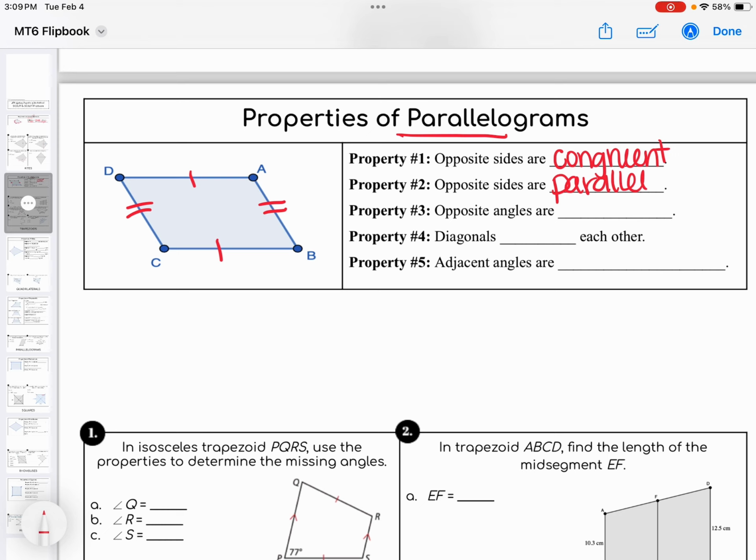Now, in a parallelogram, something to know about their angles is that the opposite angles are going to be congruent. So, for instance, angle A is going to be congruent to angle C. And then angle B will be congruent to angle D.